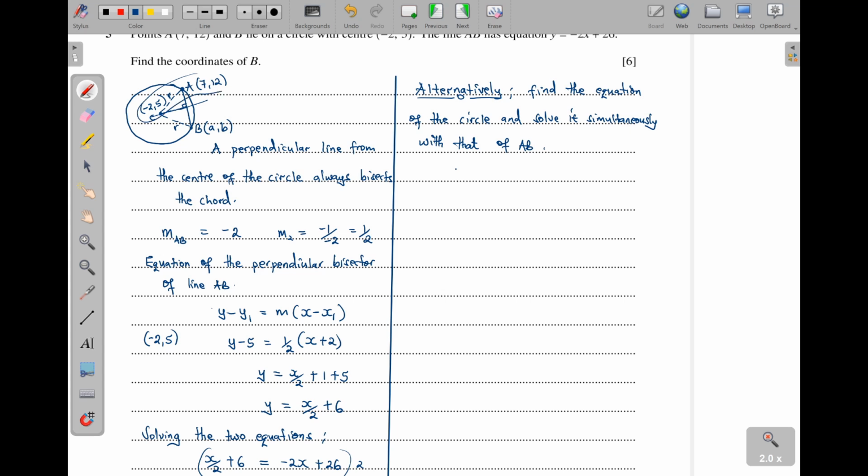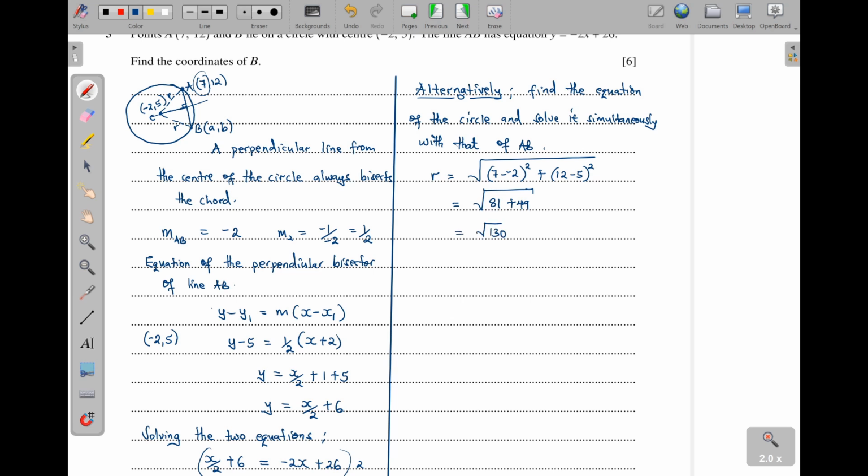Now, we need to get the radius. Since we know the center and point A, the radius is going to be equal to the square root of the change in x, which is 7 minus minus 2, that will be 9, and then 12 minus 5 squared. Now here we shall have the square root of 81 plus 7 squared, which is 49. When we add these two, we shall get 130.